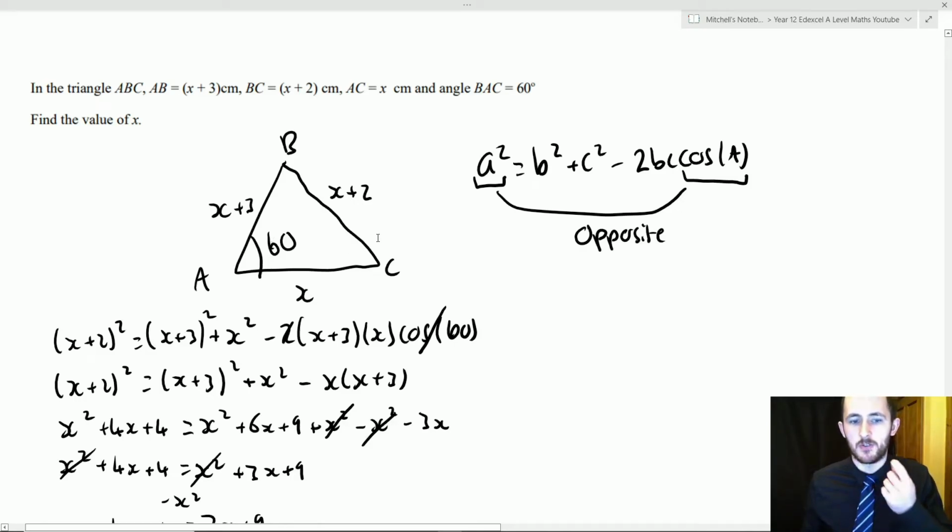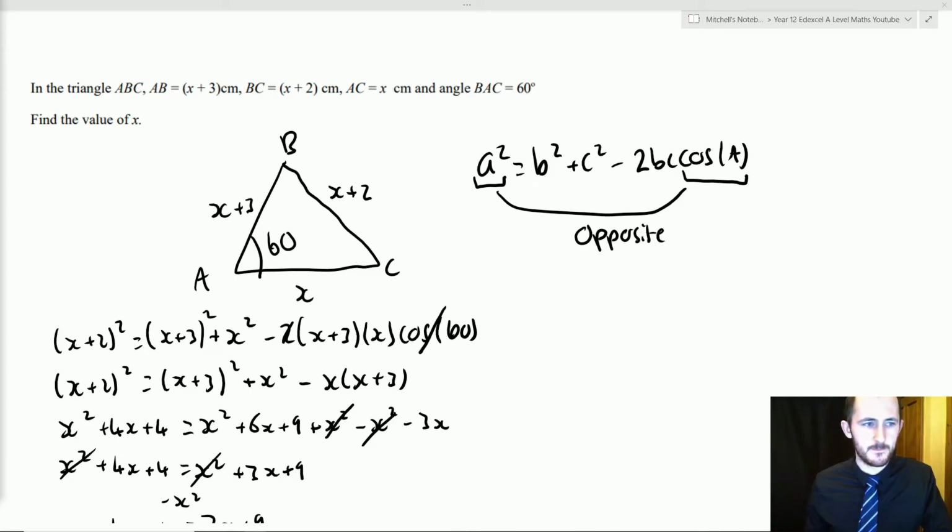So the only restriction on the cosine rule is that the A and the capital A have to be opposite each other for it to work. So in this case, x plus 2 has to be squared equals to the rest of it. Does that answer your question? Does that make sense? Well done, Alchemist. That's exactly right.